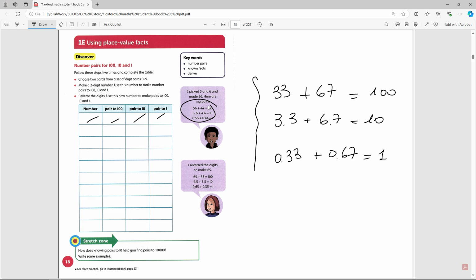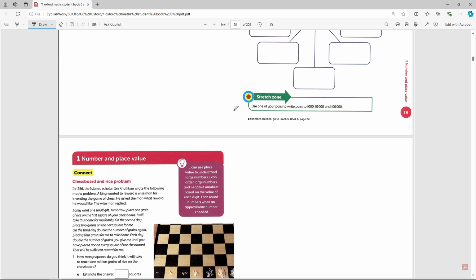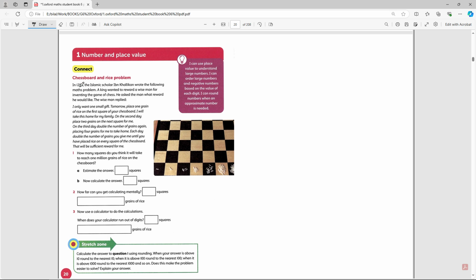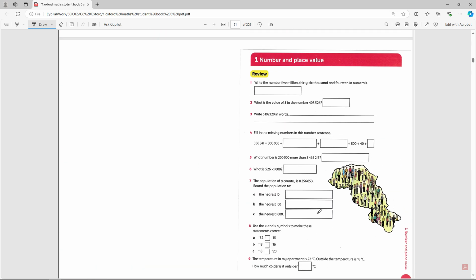You have them. So here you're going to write the same numbers here, and then you pair them into 1, into 10, into hundreds, the same thing. The number and place value, this one, just jump it, no need. This one particularly is a little bit interesting if you want. If you remember, we did this one. Here we solved it.